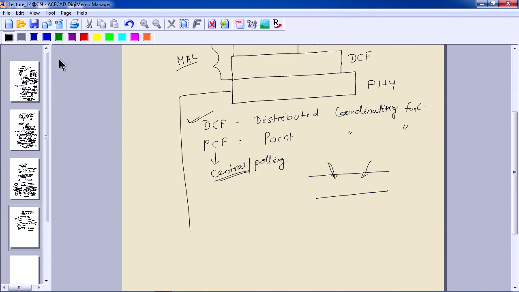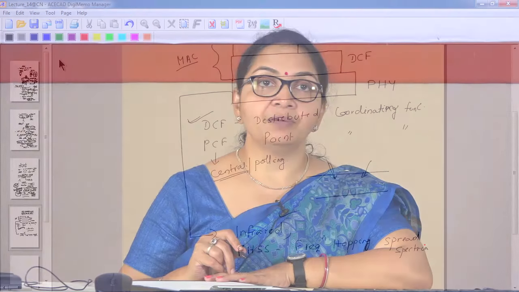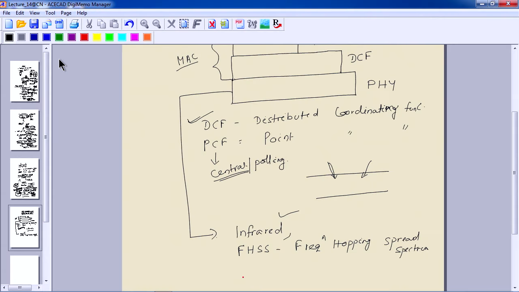In the PHY layer, the physical layer, the different kinds of communication supported by WLAN include infrared. This is the same as the communication between your TV remote and the TV, which is through infrared. That is a kind of communication supported by the WLAN. Another kind of communication is FHSS, the frequency hopping spread spectrum. These are all different signal bases used for communication. FHSS is for low range communications.